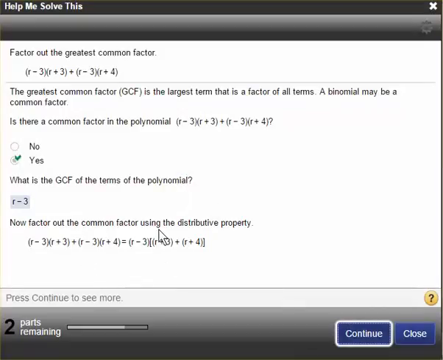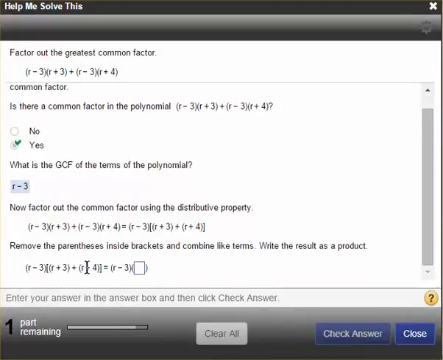Now we're going to go ahead and factor it out. On the left is our original equation, and over here we're factoring out that r minus 3, and we're leaving in parentheses what's left. So what's going to be left is the r plus 3, which is from the first term, and the r plus 4, which is from the second term. So this r minus 3 is times the sum of these two binomials.